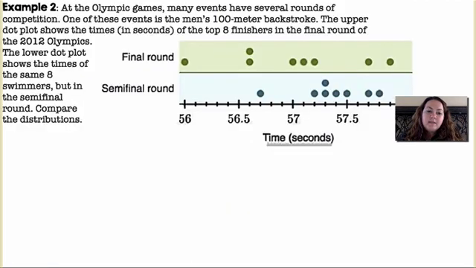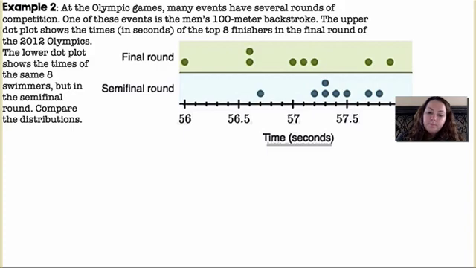All right, the next example. At the Olympic Games, many events have several rounds of competition. One of these events is the men's 100-meter backstroke. The upper dot plot shows the times in seconds of the top 8 finishers in the final round of the 2012 Olympics. The lower dot plot shows the times of the same 8 swimmers, but in the semifinal round. Compare the distributions. All right, so keep in mind here that we want to have a lower time. A lower time would be better.